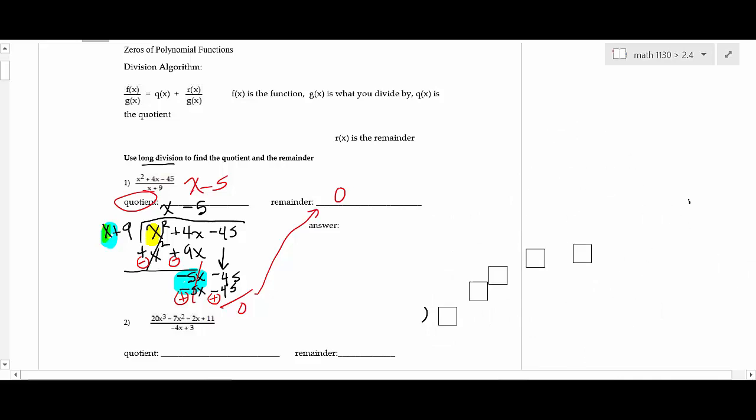So when you do this now, you write the answer. The answer of this problem is just x minus 5. There's no remainder, so it's just x minus 5 is your answer.